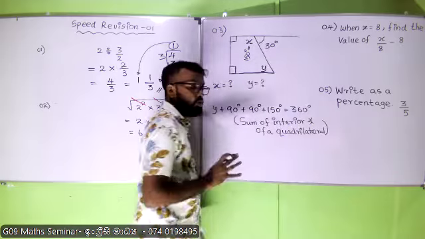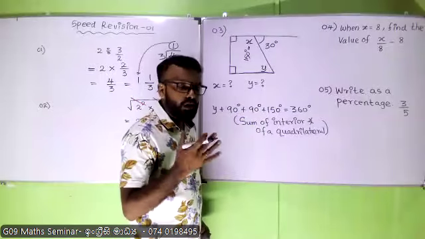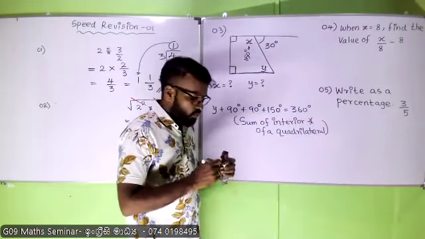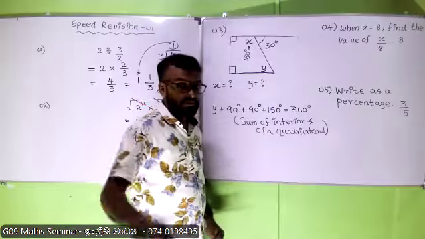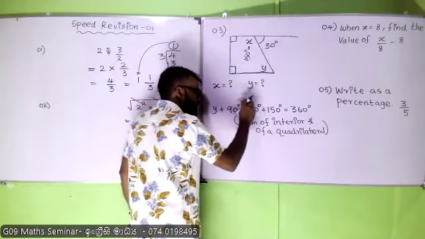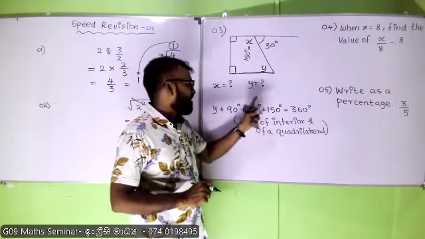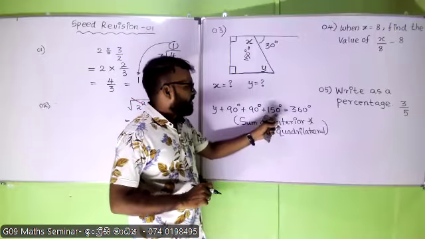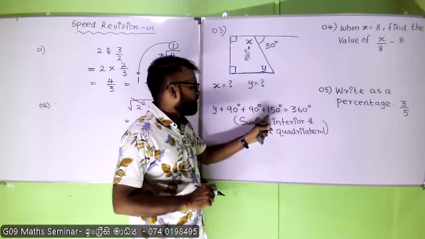This is the reason. You guys need to write this in the exam. You must write it, so that the examiner knows you know something better. Okay, so 90 plus 90 plus 150. 90 plus 90 is 180. 180 plus 150 means 300.